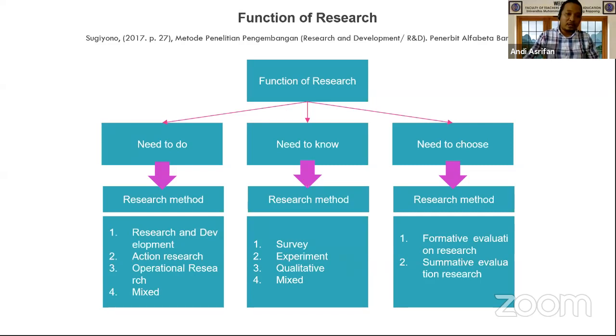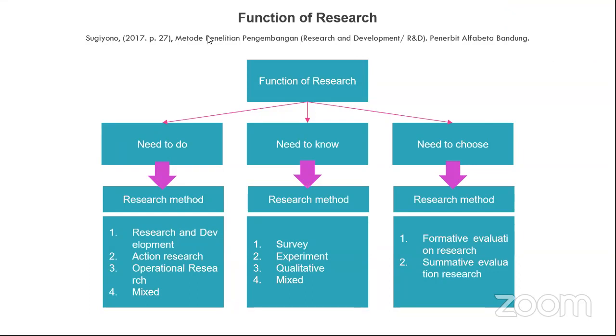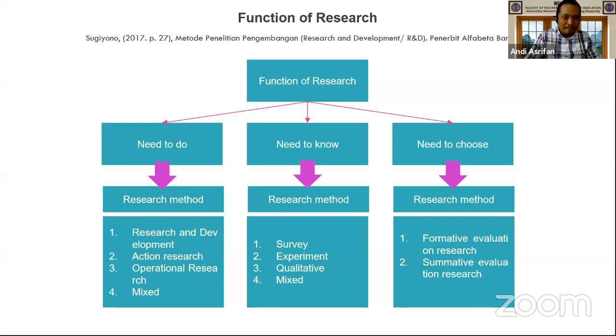So in the scope of we need to do, the research methods that can be used here are research and development, action research, operational research, and mixed method. And then in need to know, there are some research methodologies that can be used, like survey, experiment, qualitative, and mixed method. And in need to choose, we have two: formative evaluation research and summative evaluation research.